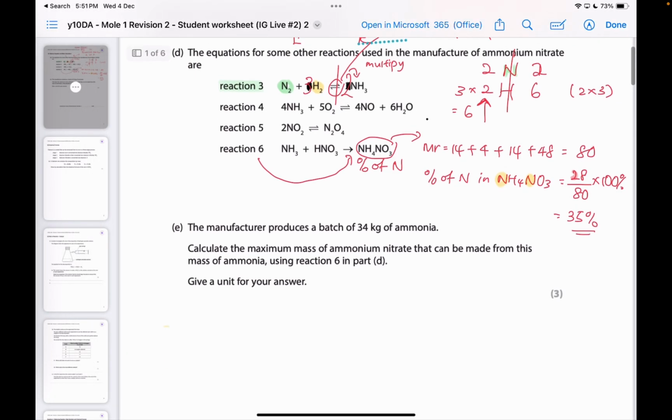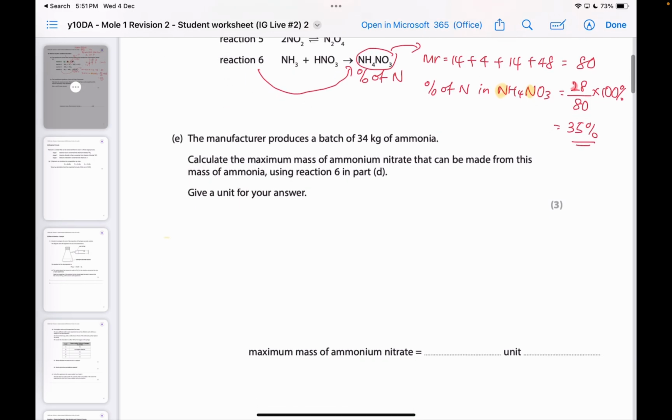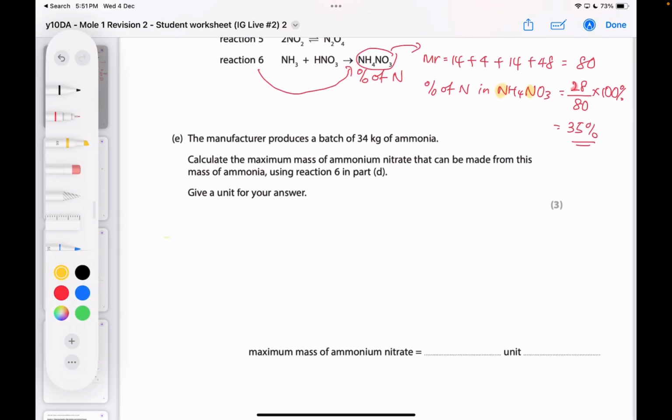Okay, alright, then we move on to the part E. Part E is, okay, we've got some data. We've got this mass of ammonia. Whenever you're given kg, turn it into grams immediately. The reason being because MR or AR refers to gram per mole of a substance. Okay, so we should keep the unit consistent, so it's always going to be in gram, and we need to use reaction 6, which is this reaction here, to solve this question.